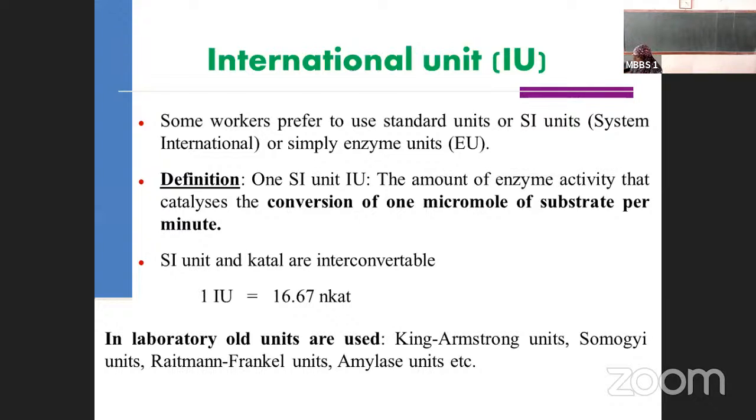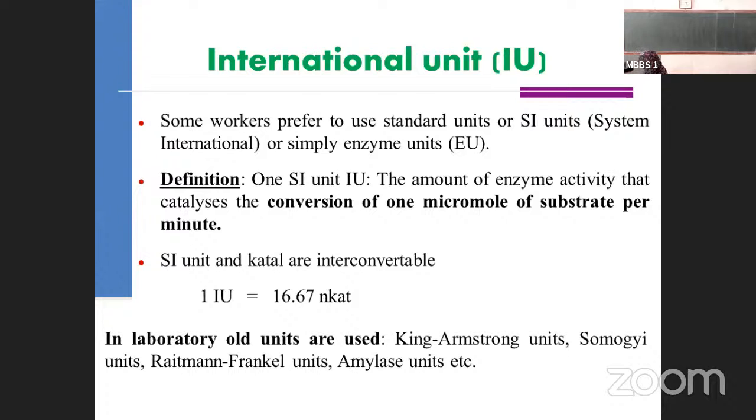Now coming to international units. Some workers prefer to use the standard units. SI refers to System International, EU refers to the enzyme unit, and IU refers to the international unit. Different workers have used different units. So what is the definition of this international unit or SI unit? It is the amount of enzyme activity that catalyzes the conversion of 1 micromole of substrate to product per minute.